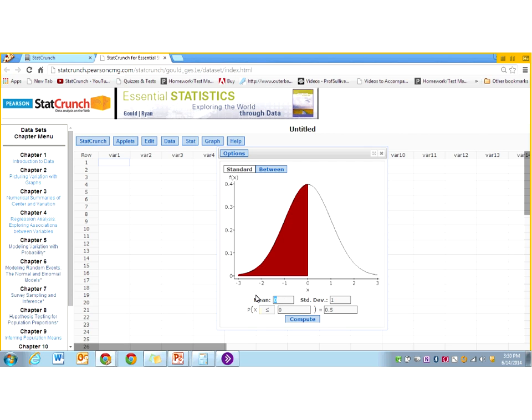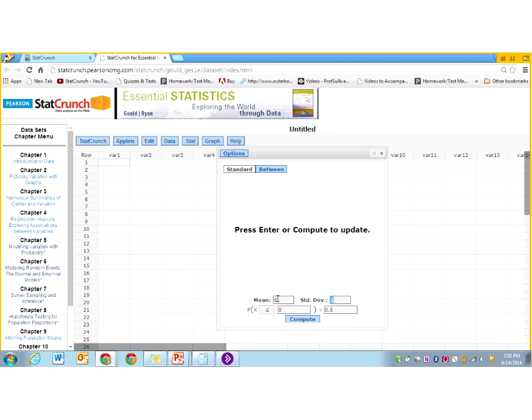Our mean was 6. Our standard deviation is 2. And we want to find the probability that x is less than or equal to 4, and we hit compute. And there it is right there, and it looks just like the example here. So 0.1587 going on. Remember, the area underneath this whole curve is equal to 1.